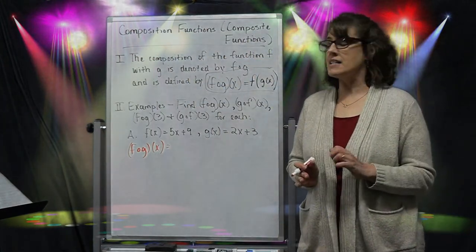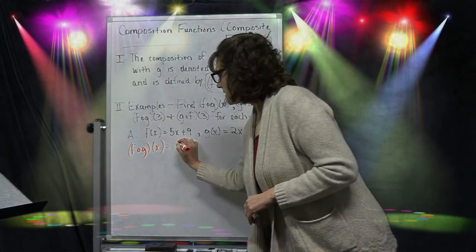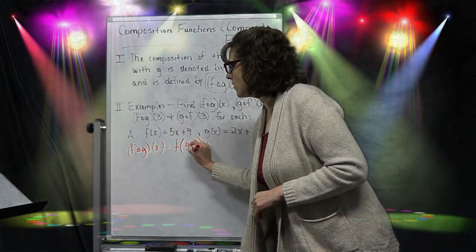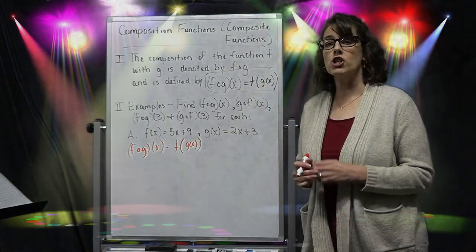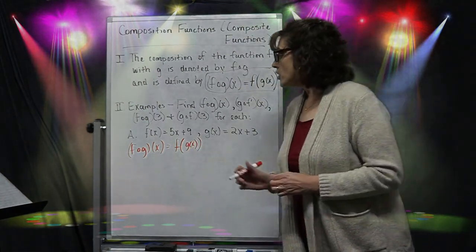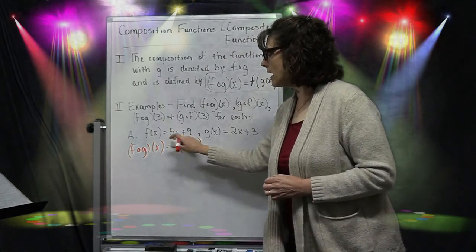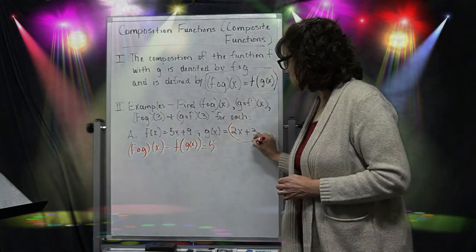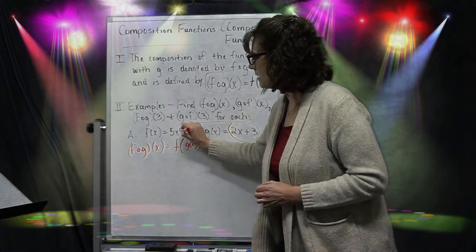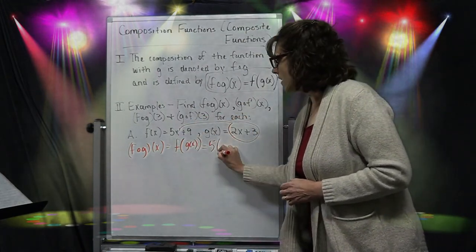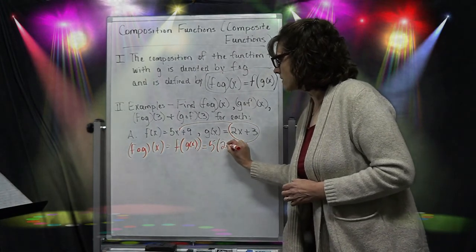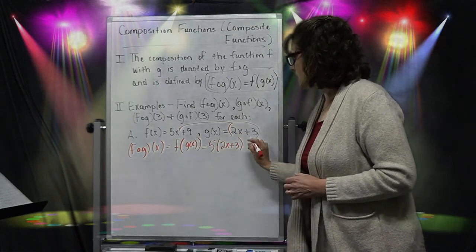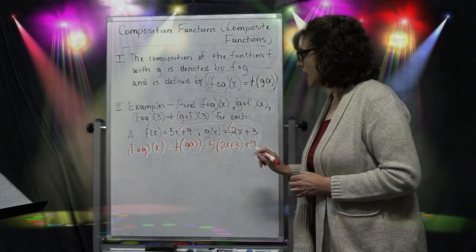remember what that indicates, and this is the easiest way to go about it. Take that f function, because it's on the outside, and put my g function inside the f function everywhere I see an x. So here's my f function. I have an x right here. I'm going to take this g function and plug it in for that x. So instead of 5 times x, it's now going to be 5 times this, 2x plus 3. And then I'm going to take the rest of that f function, plus 9, and there it is.